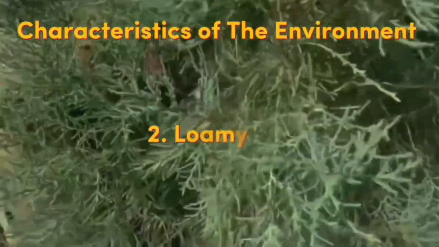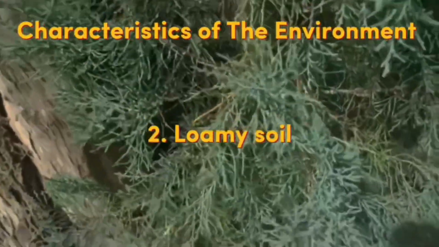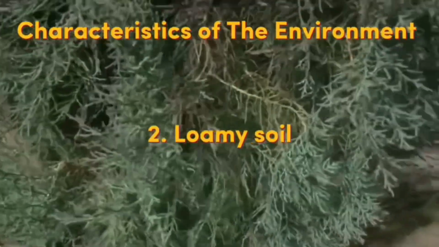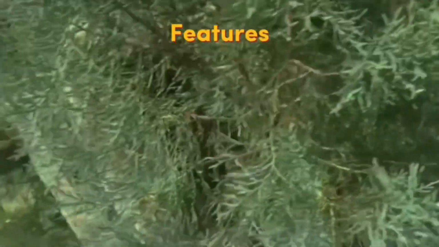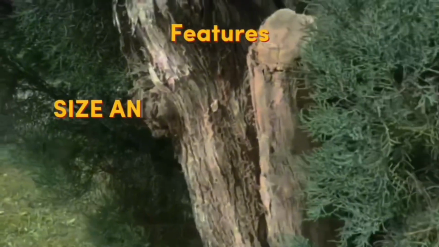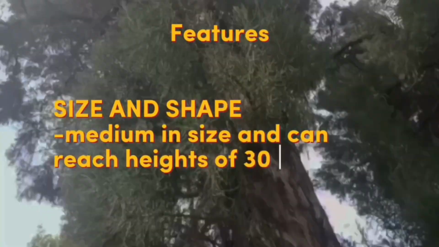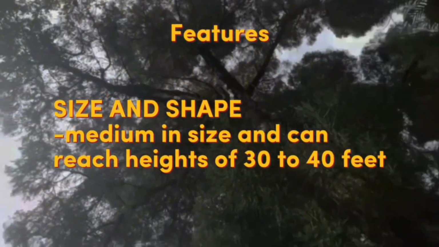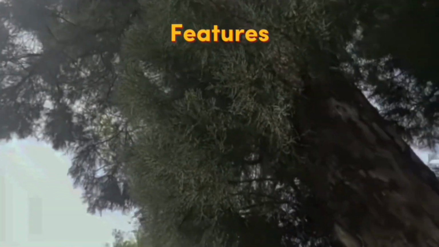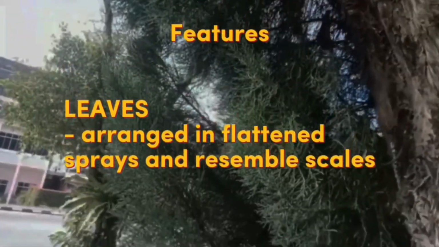Loam, sandy loam and clay loam are among the soil types that this plant can withstand because this plant enjoys organically rich soil. The notable features of this plant are size and shape. The plant is medium in size and can reach a height of 30 to 40 feet, which is 9 to 12 meters on average. It has a conical structure and dense leaves. The leaves of this plant are arranged in flattened sprays and resemble scales.